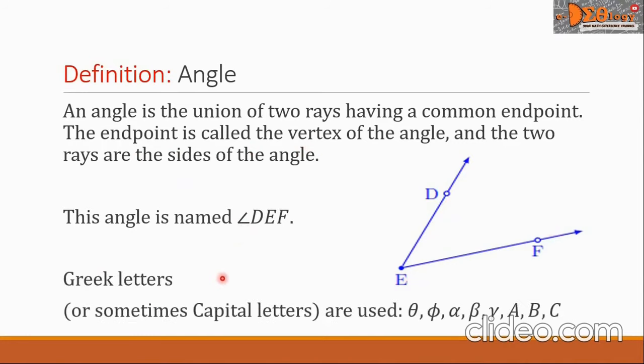Greek letters or sometimes capital letters are used to denote an angle. The symbol theta is used. Also the symbol phi. This is alpha. And the symbol beta. The symbol gamma. The capital letters A, B, C, and so on.